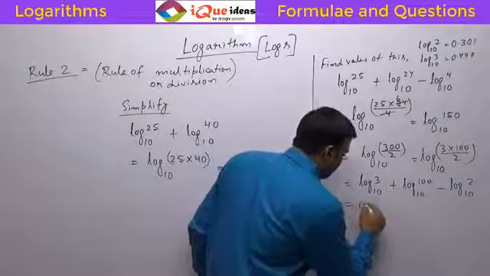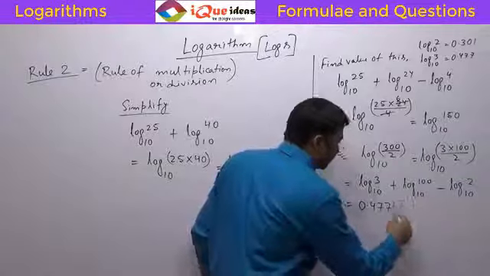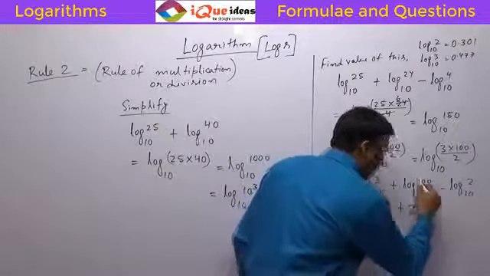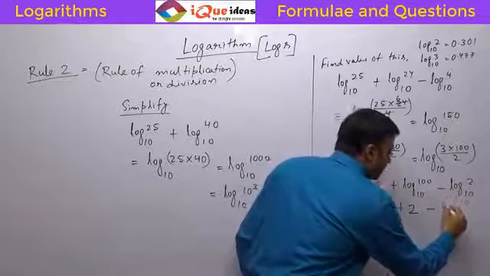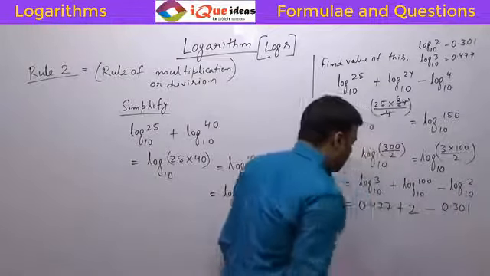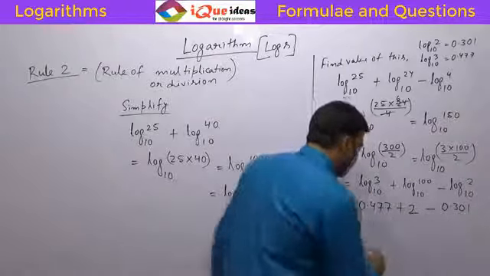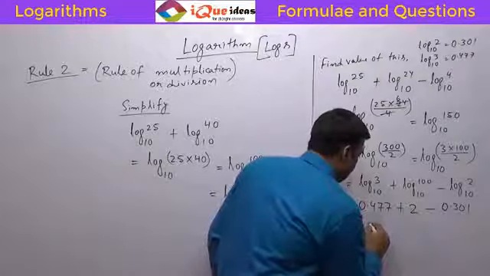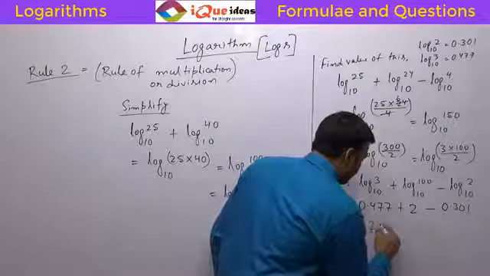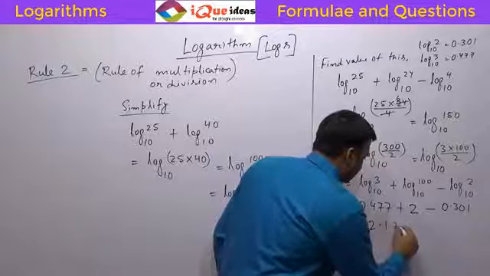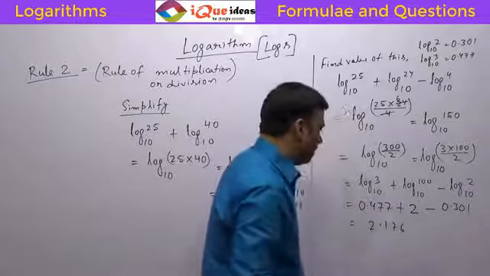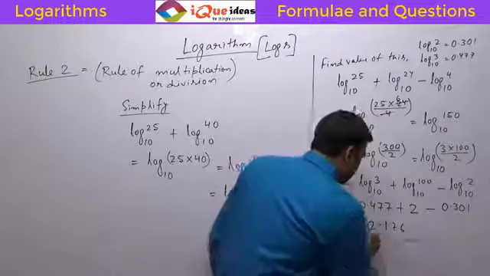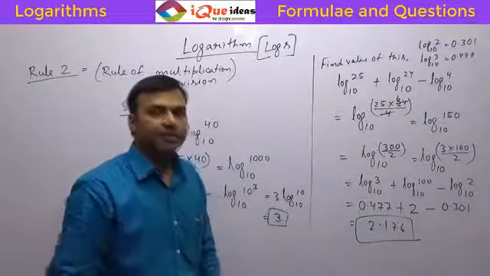So it becomes 0.477 plus. Now we know that 100 is 10 square, so log 100 to the base 10 is 2. Minus log 2 to the base 10, which is given as 0.301. So 0.477 minus 0.301, if you add and subtract the whole thing, it will become 2.176. Alright. So 7 minus 1 is 6, 7 minus 0 is 7, 4 minus 3 is 1. So the final answer of this question is 2.176.